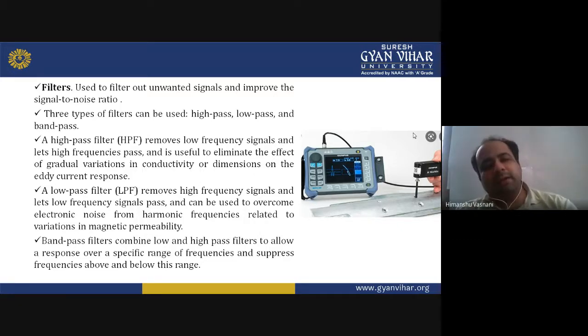Now the third one, the band pass filter, combines low and high pass filters to allow a response over a specific range of frequencies and suppress frequencies above and below this range. So these three filters are used to filter out the unwanted signals and improve the signal to noise ratio.